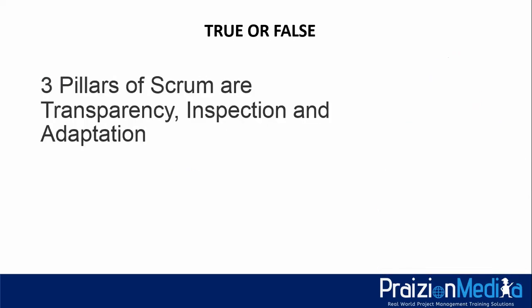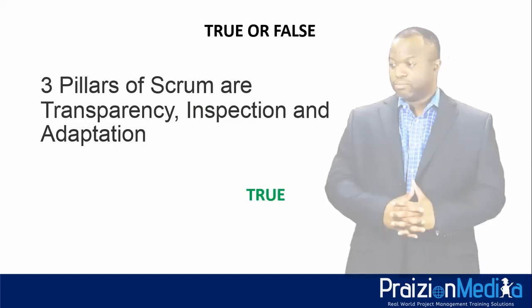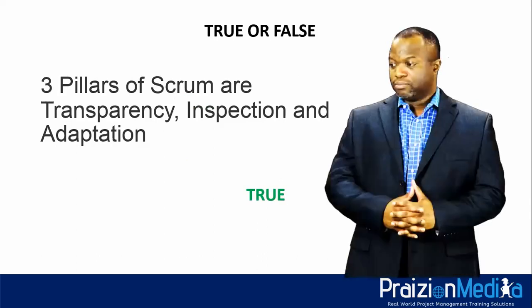All right, true or false? The 3 pillars of Scrum are transparency, inspection, and adaptation. 3, 2, 1. This is true. The TIA factor is what I call it.